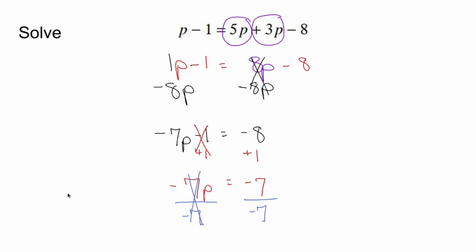That crosses out, and a number divided by itself, so -7 divided by -7 is 1, and I'm going to write it over here. So p is going to equal 1. So after all that, p is 1. Okay? So that's it. We're done. Crazy, but fun. Made a rhyme.